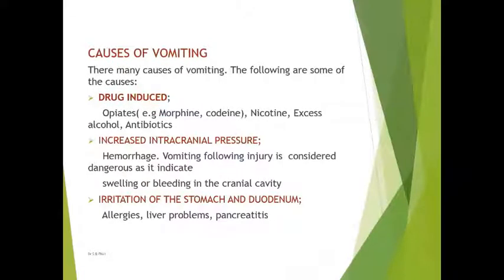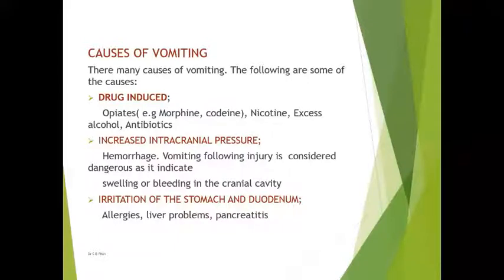What could be the causes of vomiting? So there are many causes of vomiting. The following are some of the causes. The first one being drug-induced. So some of the vomiting can be induced by drugs: opioids like morphine, codeine, nicotine, and excess alcohol, antibiotics. All these drugs can initiate vomiting. They will act as stimuli to stimulate vomiting.